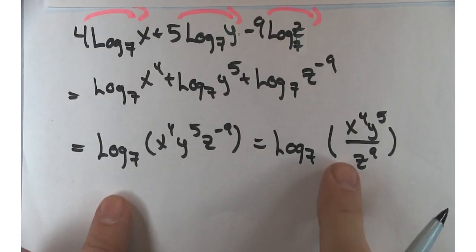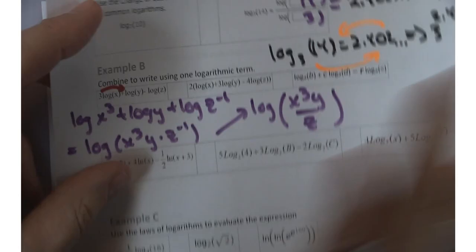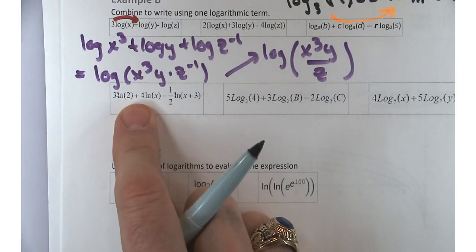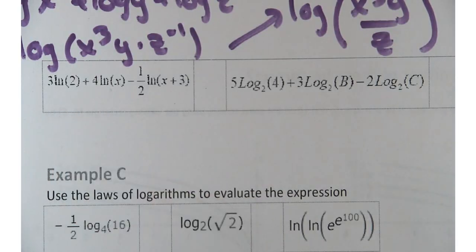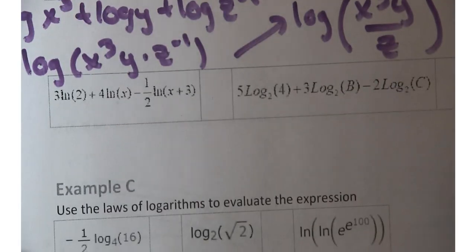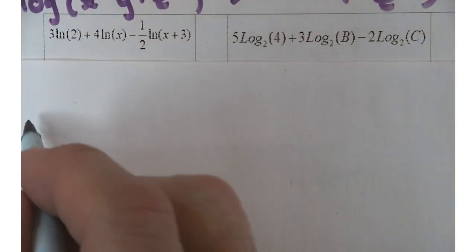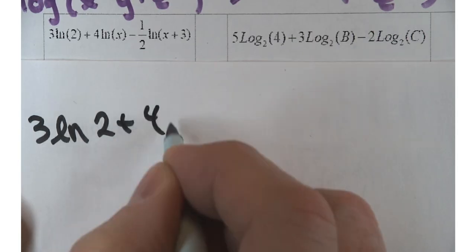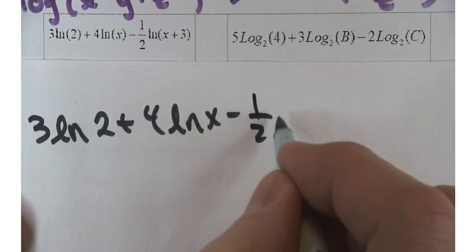Now these properties only depend on the fact that they're logarithms. So that's going to include other things. For instance, this one. What's the base that's understood to be with ln, the natural log? E. Even though it's ln, it still has the same properties as log of any other base. So let's work on that one. We've got 3 ln of 2 plus 4 ln of x minus 1/2 ln of x plus 3.